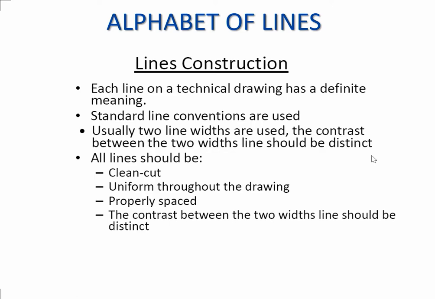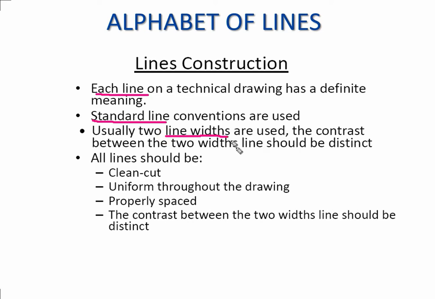Now let us talk about the lines, the alphabet of lines, line construction. Now guys, in engineering drawing, each line on a technical drawing has a different meaning. So there are standard line conventions that should be used in drawing. And usually we have two line widths. So we have thin lines and we have thick lines.